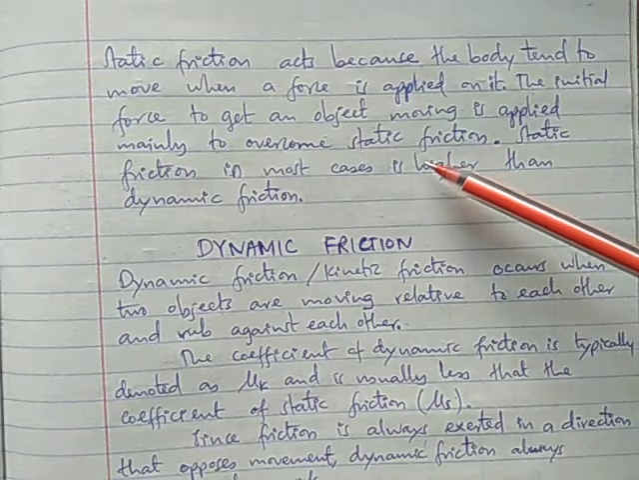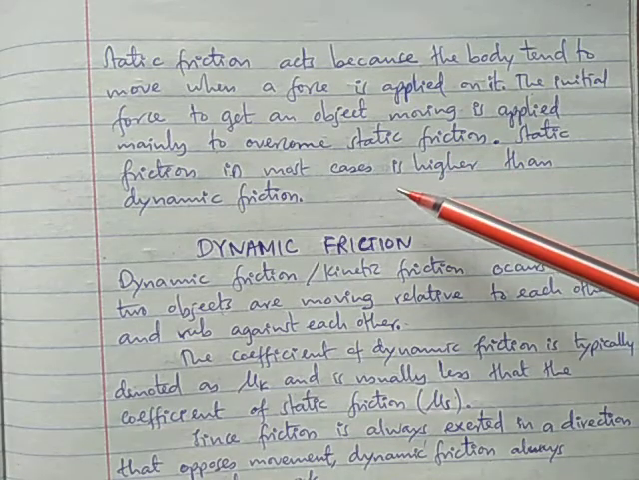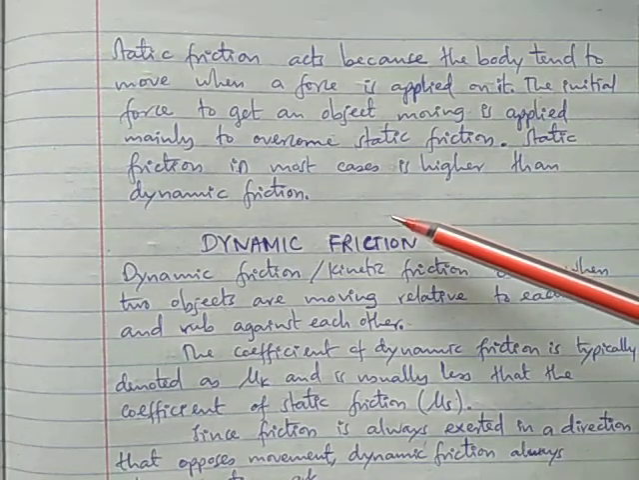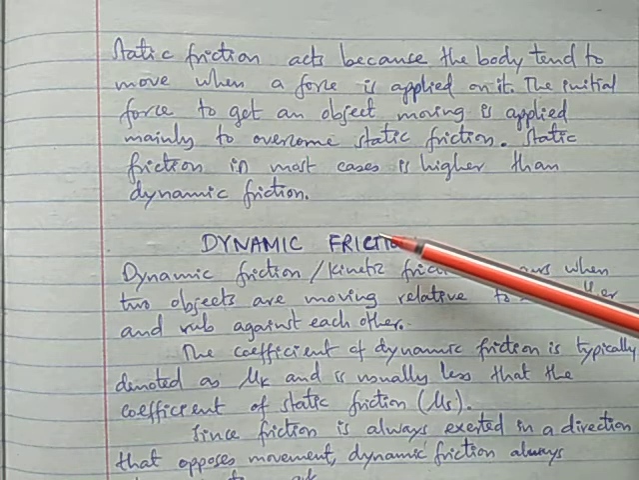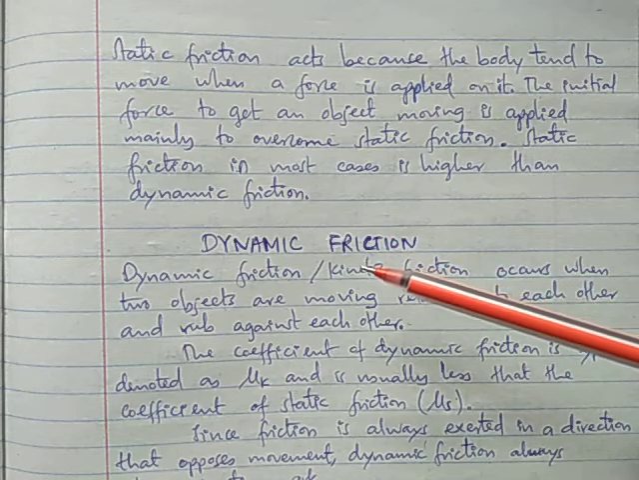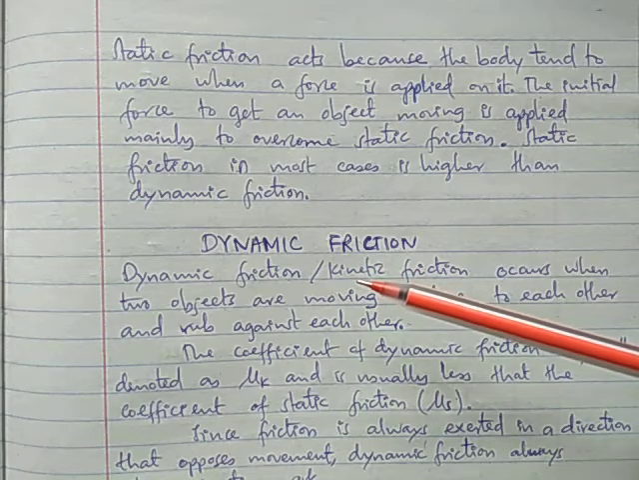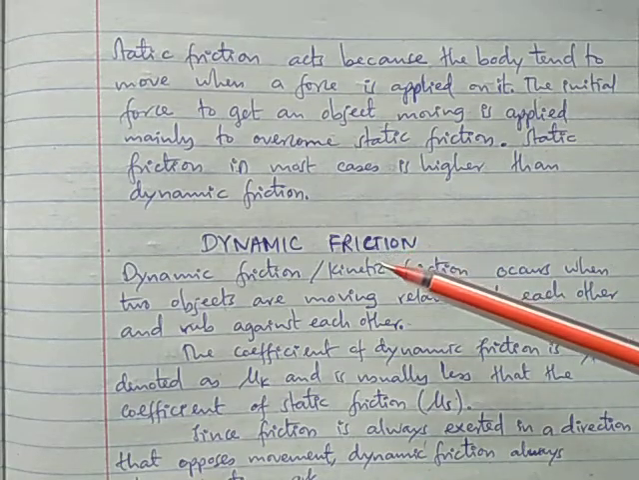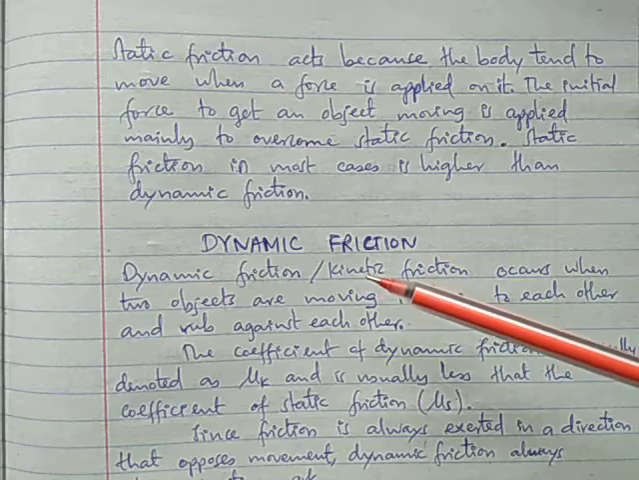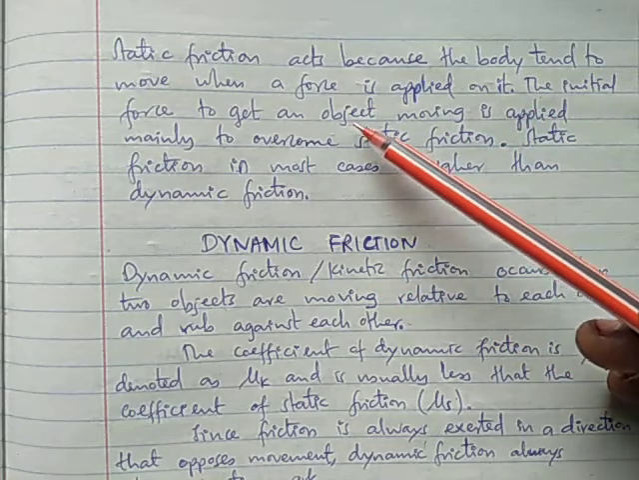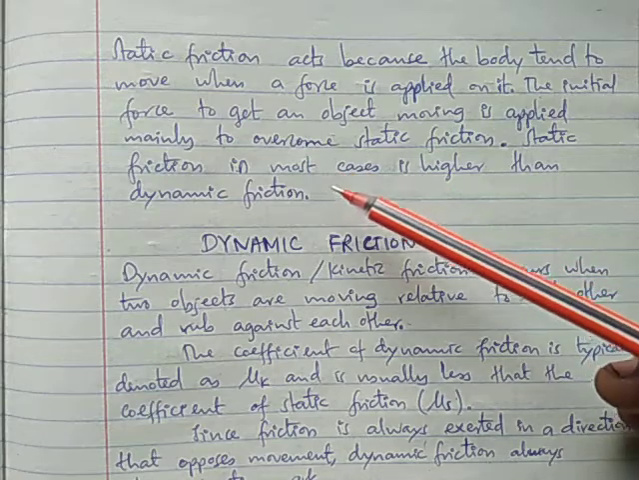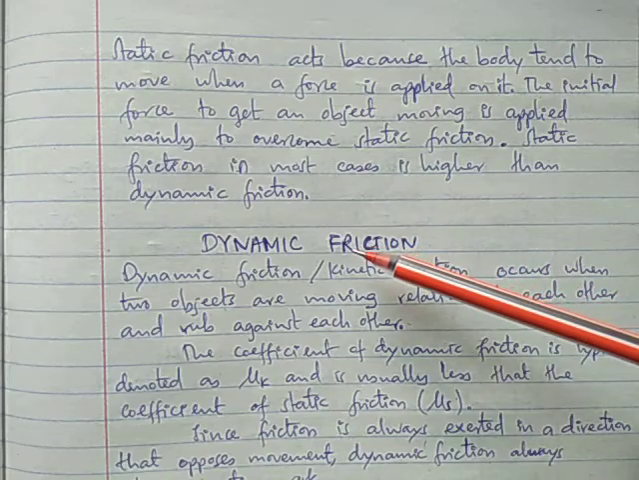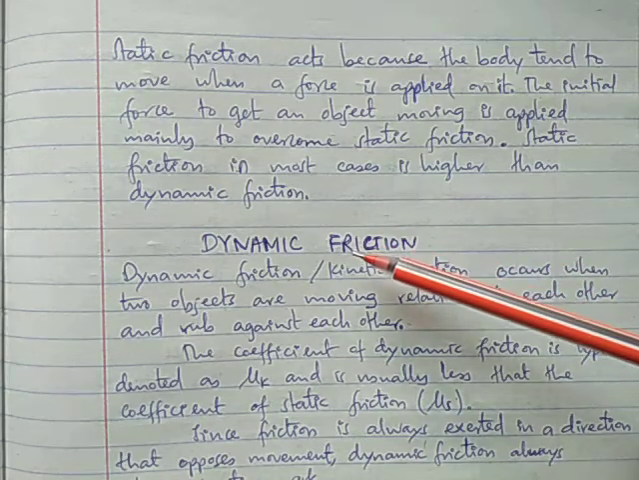Kwa hiyo I told you kwamba tukiapply force fulani F kwenye body, yule body atataka kumove. Na by the way, vile body anavyotaka kuanza kumove, then at the same time pia static friction ndio inamzuia ile body. It prevents or resists the body to start motion. That's very important for you to remember. Inazuia kitu kuanza motion. So the initial force to get an object moving is applied mainly to overcome static friction. Tunavyokuwa tunatumia force mwanzoni kufanya kitu kianze kumove ni ili to overcome static friction.